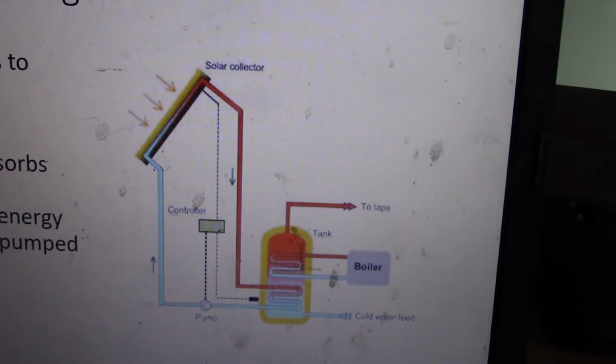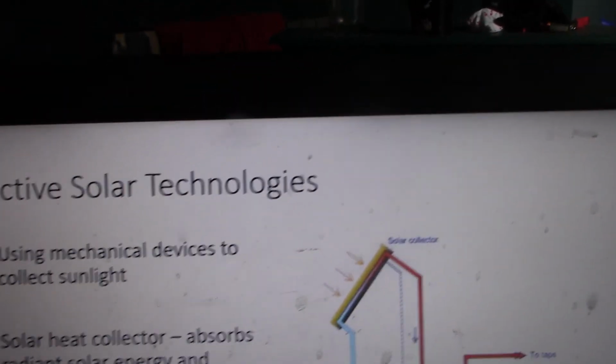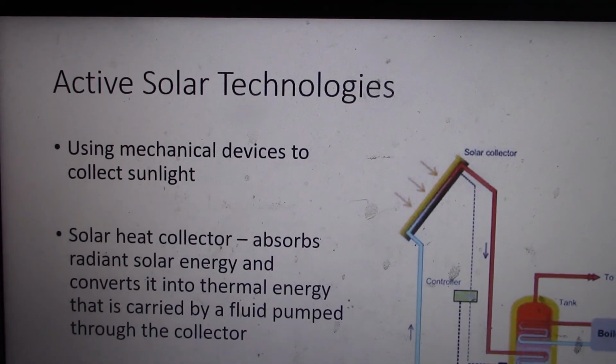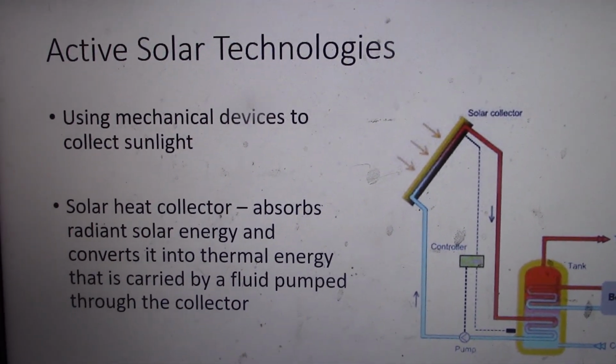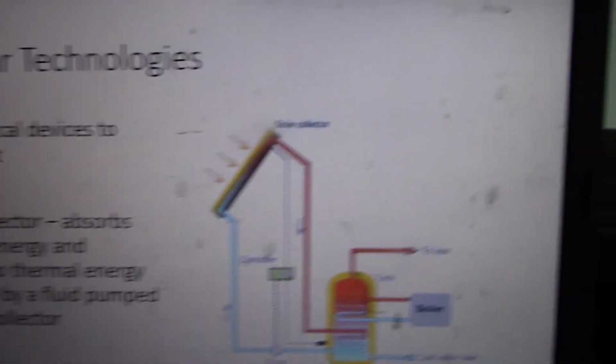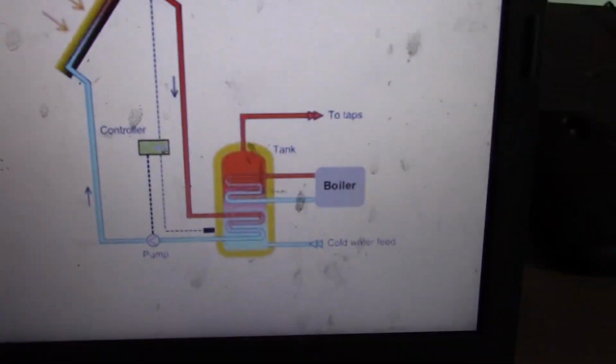You could also have solar heat collectors and solar panels, right? So we can use mechanical devices, so active solar technologies, right? So we can absorb solar energy and convert it into thermal energy. You could use a solar heater in order to heat your water tank at home.